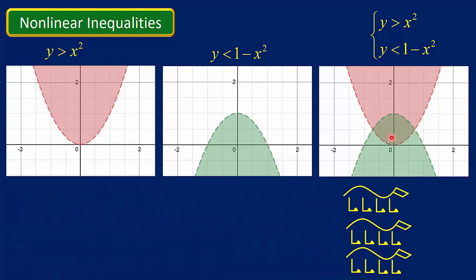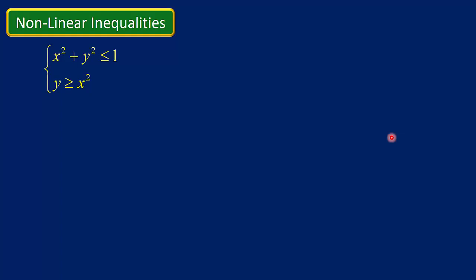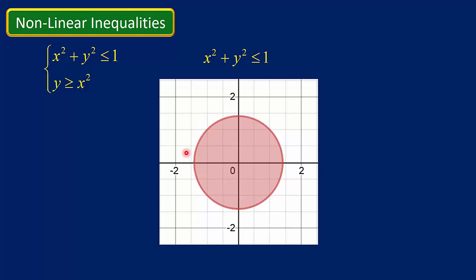Now let's look at another one. Here we've got a circle, x squared plus y squared less than or equal to 1. And we've got y greater than or equal to x squared. So look, here's the deal. If we were to just sketch x squared plus y squared equals 1, we would have a circle. Okay, just a solid circle. But this says less than or equal to 1. Well, out here, outside the circle is where x squared plus y squared is greater than 1, all out here.